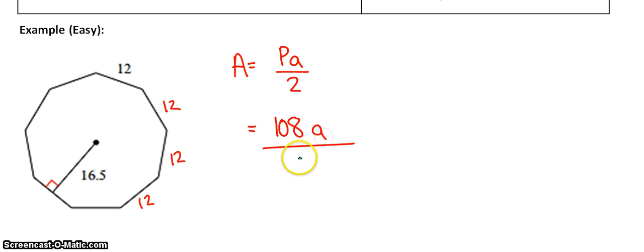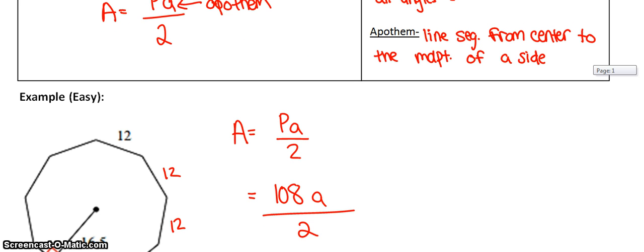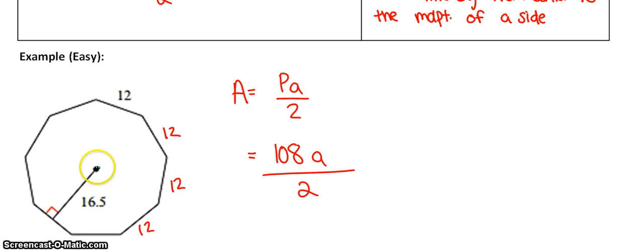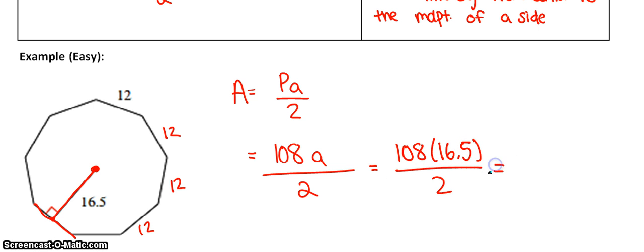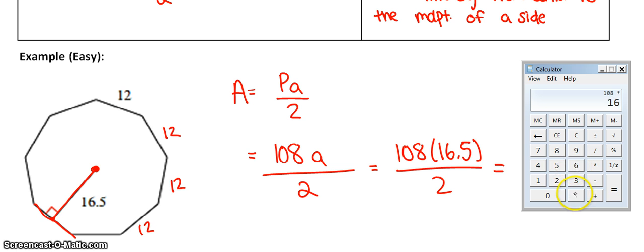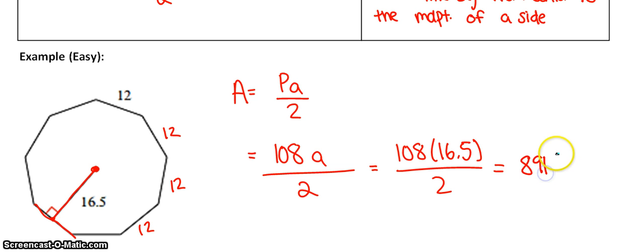Okay, so I need perimeter times apothem, then divide it by 2. The apothem is a line segment from the center of the shape to the midpoint of a side. So here's the center of the shape. Here's the middle of this side here, which makes this the apothem. Okay, so the length of the apothem is 16.5, so I'll just plug that into my formula and go ahead and calculate that. So 108 times 16.5 divided by 2 gives me 891. And since it's area, I need units, but I wasn't told units, so I'll just say units squared. Okay, so that's the formula. That's how you would use it in this kind of problem.